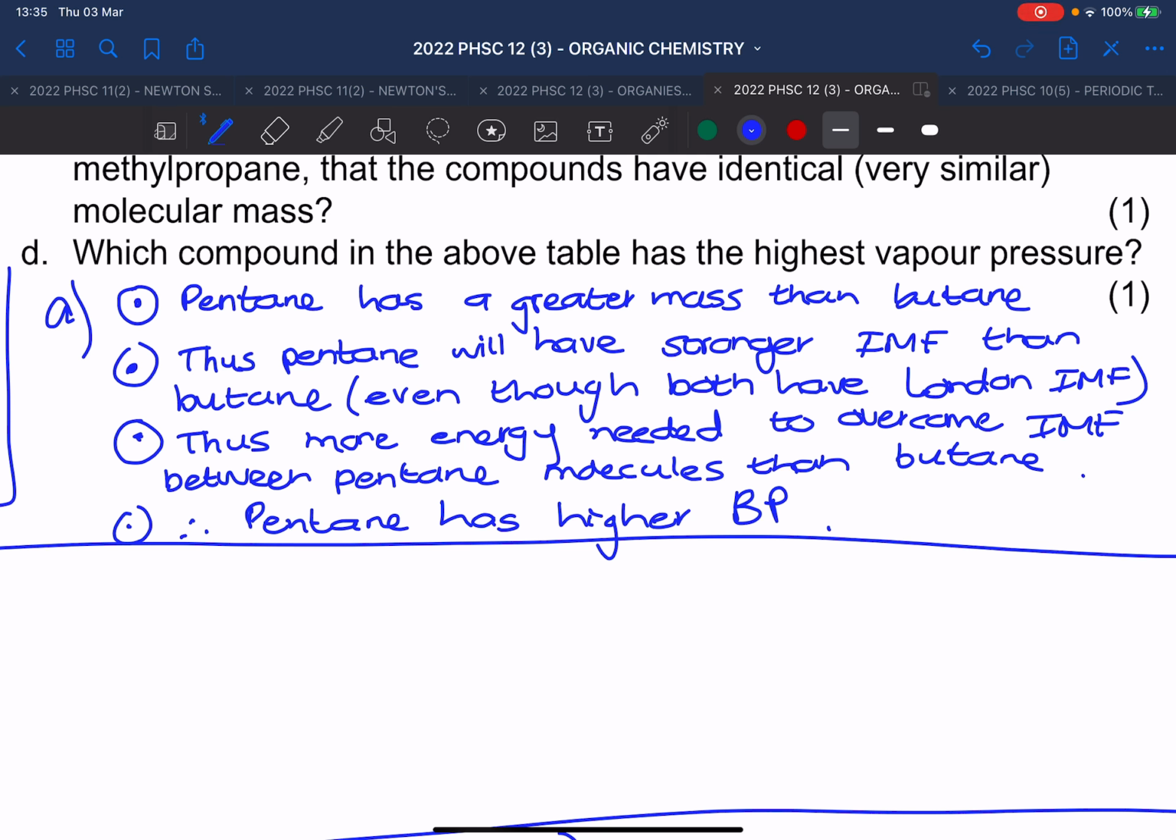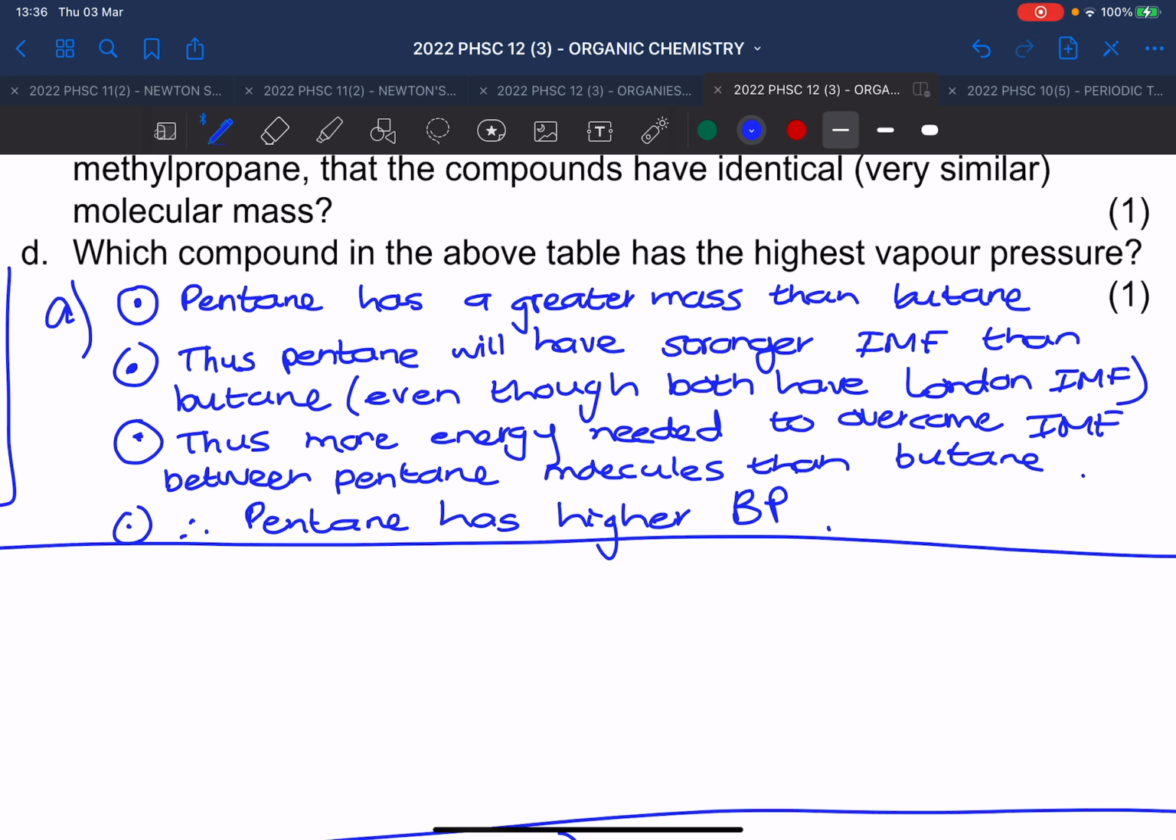Okay. Just a few things. Where will you lose your marks? If you say, therefore more energy needed to break pentane. Break pentane. Wrong. If you say, therefore more energy needed to overcome intermolecular forces between pentane. Wrong. You must say between pentane molecules. Because if you leave the word molecules out, they think you want to break pentane apart. But that's not what you want to do. You want to split a pentane from another pentane. You want to split them apart. So you must put in the word molecules.